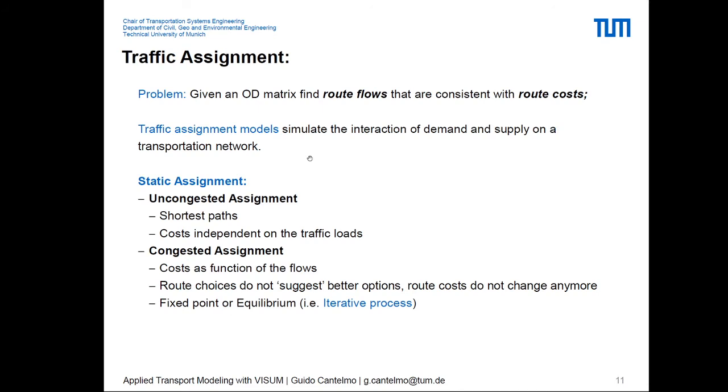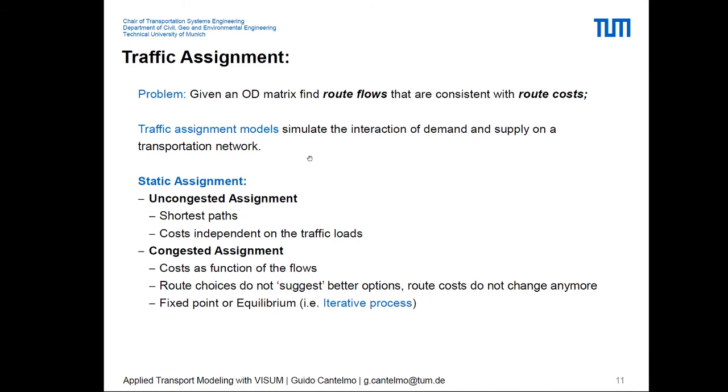So now we have all the elements that are needed for actually making our traffic assignment. We have the demand, we have a set of routes, we have the cost of each route, and we have a choice model, which tells us how people choose the different routes. So the problem of the traffic assignment is, given an OD matrix, find route flows that are consistent with route cost. Traffic assignment models simulate the interaction of demand and supply on a transport network, as we mentioned before.